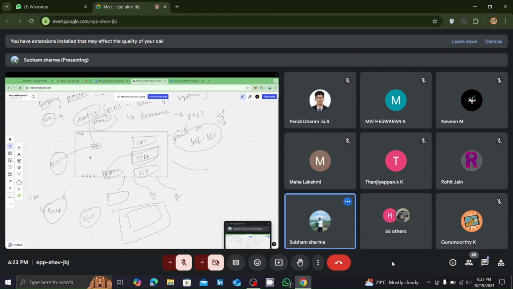Now there is again a small thing inside a motherboard, that is a battery. This is called a CMOS battery. Now you can search the full form. I don't remember the full form of CMOS, but yeah, there is a small battery inside the motherboard. Now what does this battery do? This battery backs up the BIOS chip.